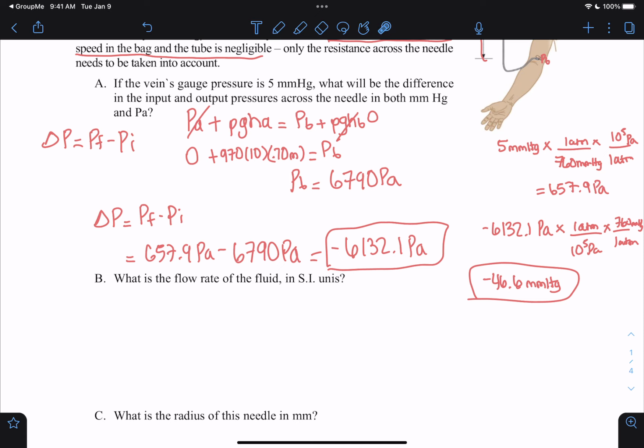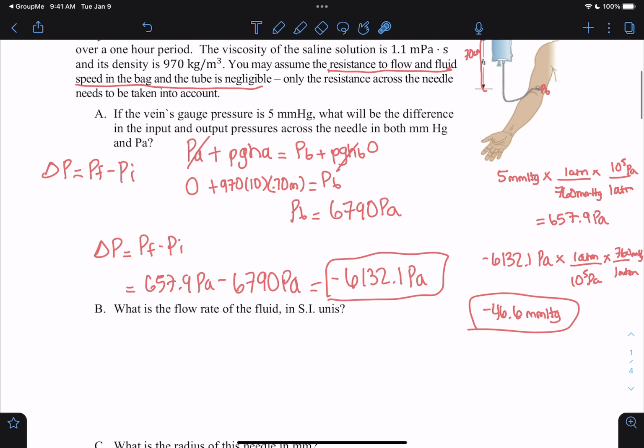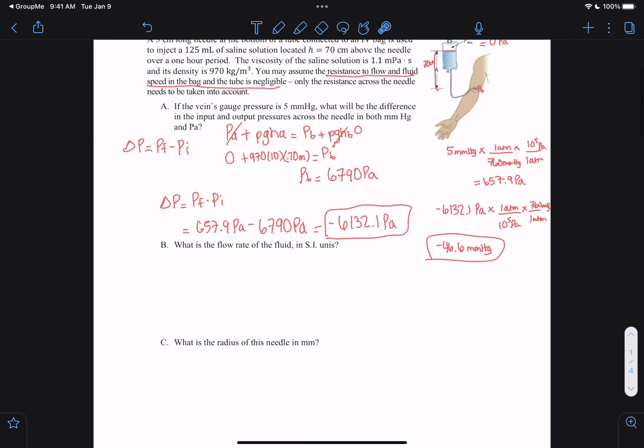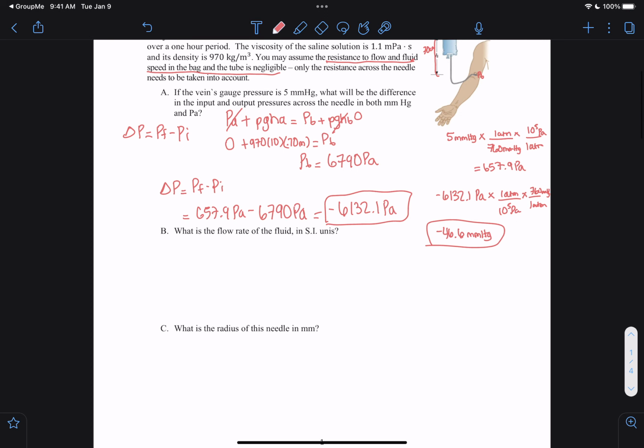But that is part A there. Not too bad, but sorry for that mistake there at the beginning. Otherwise, any questions about part A, or does everything kind of make sense so far?